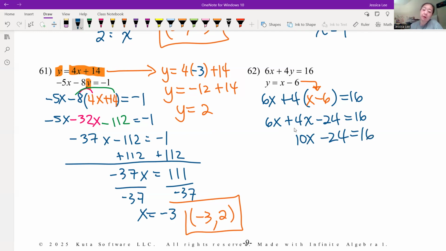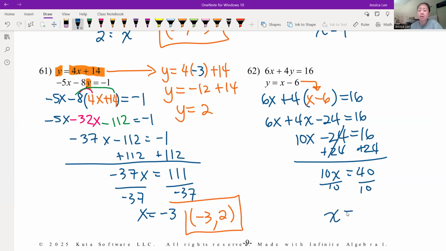Now, again, two-step equation. Add 24 to both sides. That's a plus. And we get 10x is equal to 40. Divide by 10. And we get x is equal to 4. All right. We know that x is equal to 4. We need to figure out what y is.